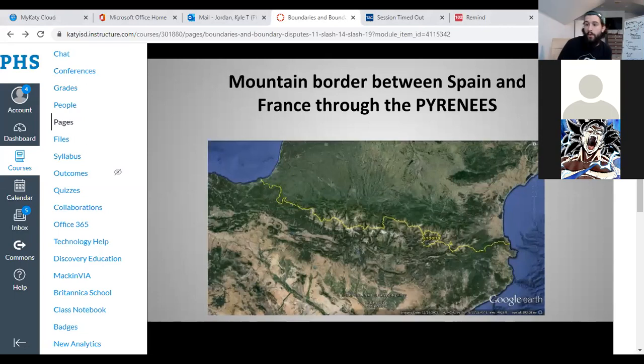We also have the mountain border between Spain and France through the Pyrenees, right? It actually stretches from one coast to the other, right? You can actually follow along these high mountain tops, okay? And that's the thing that caused French culture to not really diffuse into Spain too much and caused Spanish culture to not really diffuse into France too much.